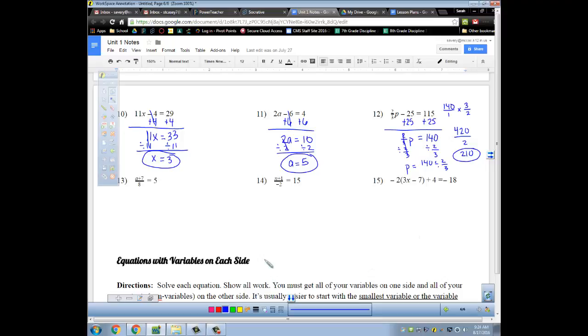Numbers 13 and 14, they trick a lot of people as well because they see a fraction and they have no idea what to do. We want to get rid of the fraction first. So what's making number 13 a fraction is this 8. So I'm going to get rid of it. So this says divide by 8. So I'm going to do the opposite and multiply both sides by 8. So we get a plus 7 is equal to 40. And now it's just a one-step equation. Subtract 7 from both sides to get a equals 33.